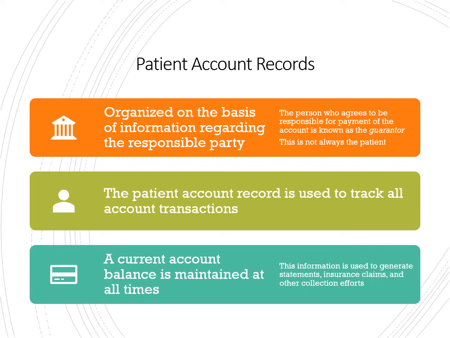In a manual system, patient account records are maintained on account ledger cards. In a computerized system, these are organized as account histories or ledgers. These records are used to track all patient account transactions with balances maintained at all times. This information is used to generate statements, insurance claims, and other collection efforts.